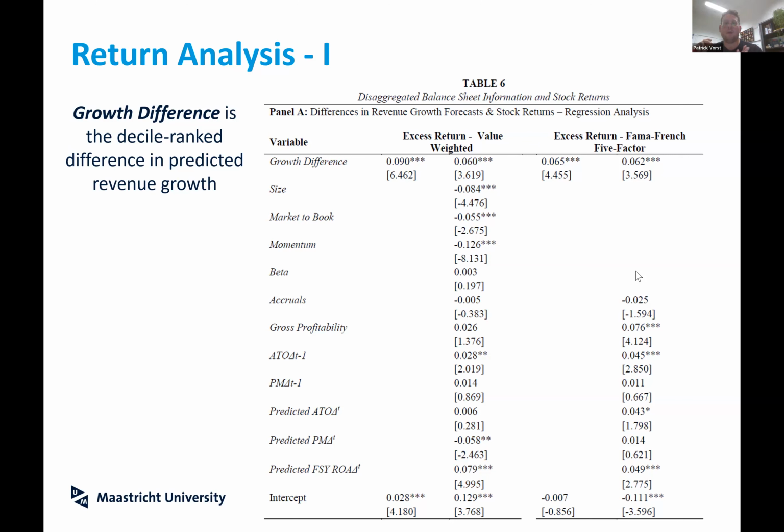And in the same way, we also try to control for the fact that if you use disaggregated balance sheets, you can also use disaggregated income statements. So the last variable, predicted FSY ROA, is the prediction you would get from disaggregated income statements using the most accurate income statement disaggregation from previous literature.